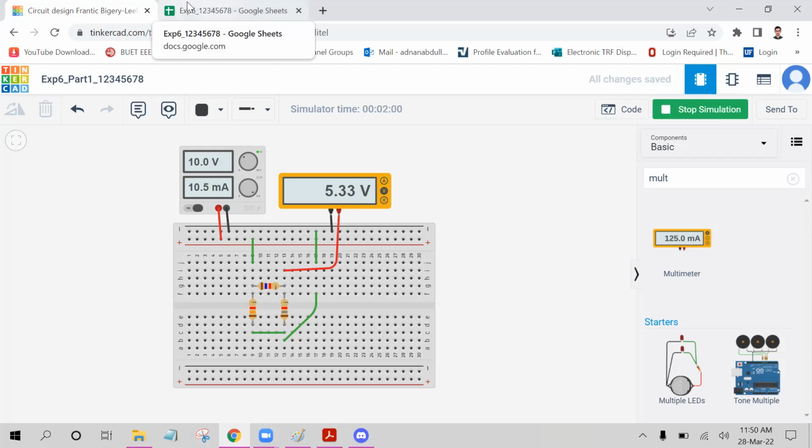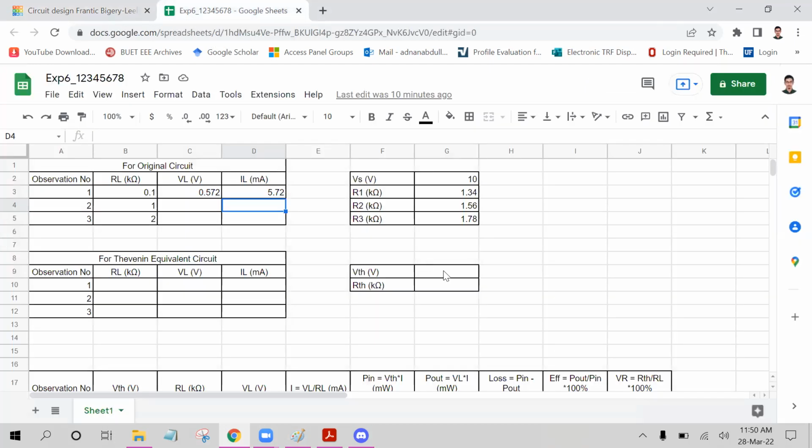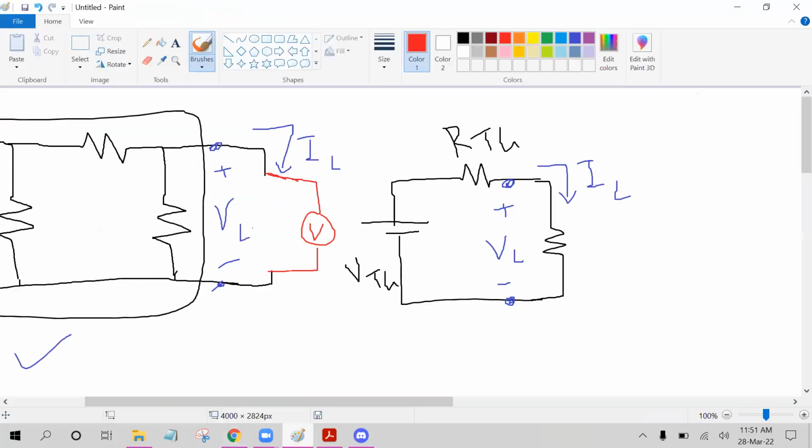So everyone, if you are done with measuring this value, please put it in your data sheet here, VThevenin. For my example, it is 5.33 volt. Please observe what your value is and write it accordingly. Okay, everyone done?